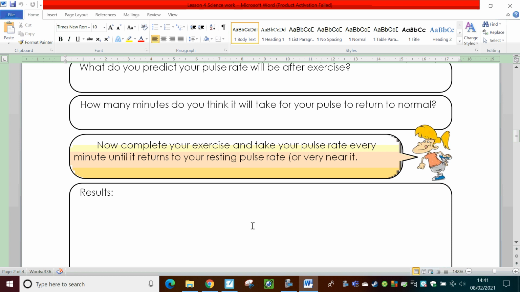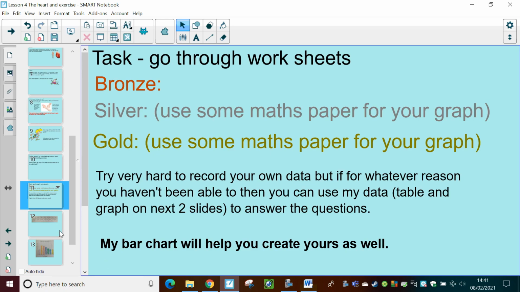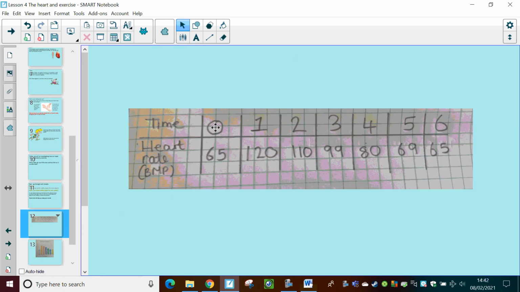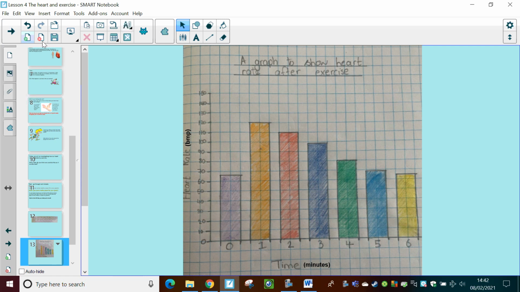Now complete your exercise and take your pulse rate every minute until it returns to your resting pulse rate or very near it. So if we go to my data, before I exercised, so 0 minutes, my heart rate was 65 beats per minute. Then I did my exercise, and on 1 minute after, I measured my heart rate, 2 minutes, 3 minutes, 4 minutes, 5 minutes, until the 6 minutes after, my heart rate had returned to normal. And then I used this information to create my bar chart.